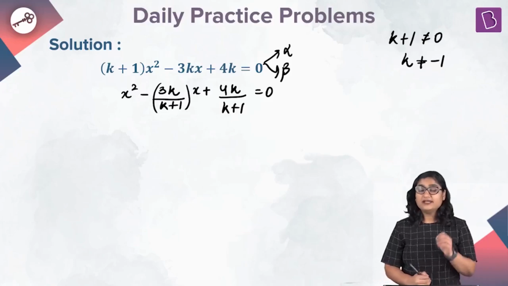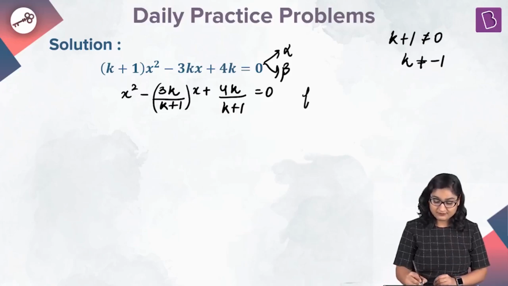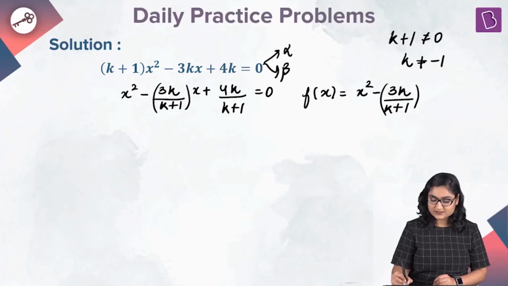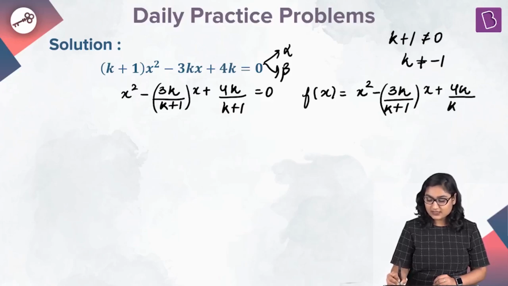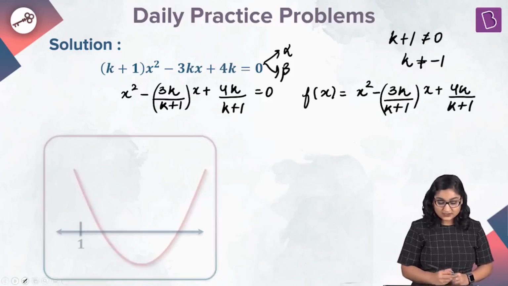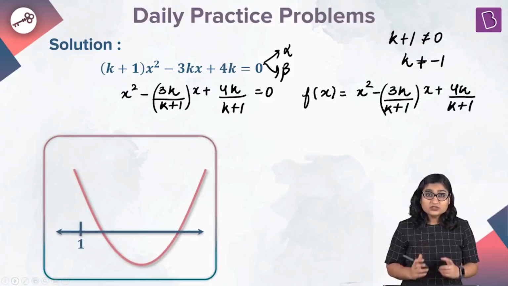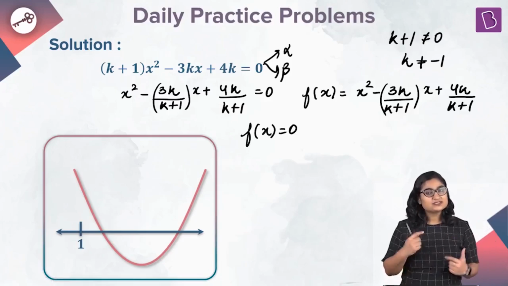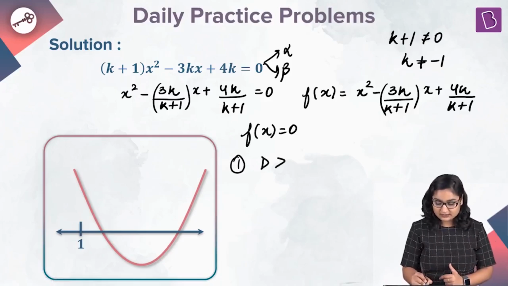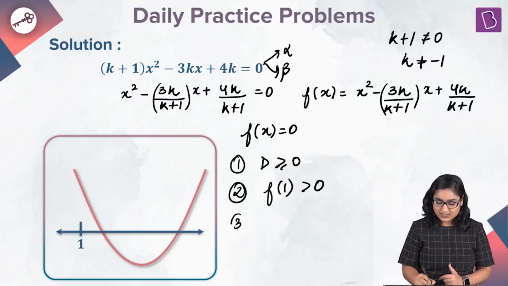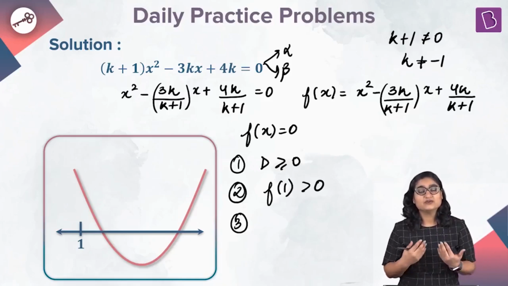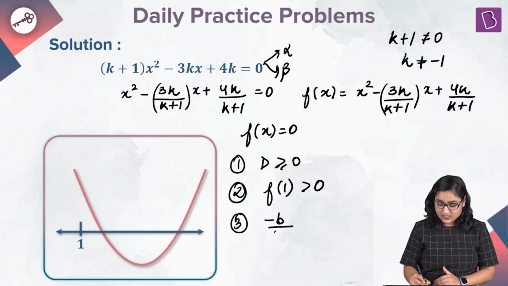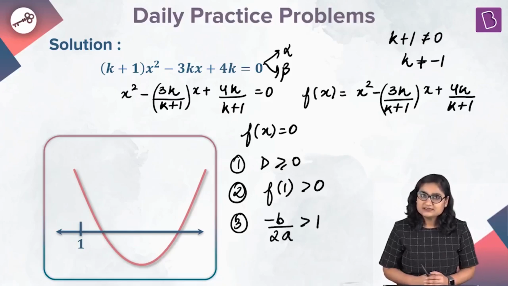All right. Now, if I define a quadratic expression f of x as x square minus 3k divided by k plus 1 times x plus 4k divided by k plus 1, then the graph of f of x will look like this. All right, where both the roots of the equation f of x equal to 0 are greater than 1. Now, what are the conditions that we have to take? First, D greater than equal to 0. Second, f of 1 is greater than 0. And the third condition would be x coordinate of the vertex should be greater than 1 as well. So we get minus b by 2a greater than 1. So these are the three conditions.